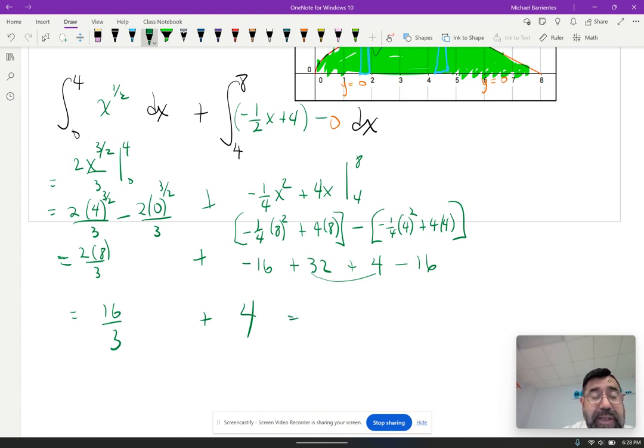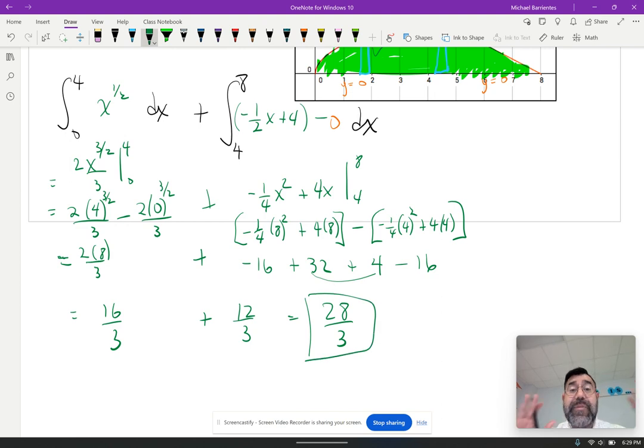And then when I put these two together, I can say this is 28 thirds. Why? Because 4 is the same thing as 12 thirds. And then now that I have a common denominator, I can put them together. And there's my answer. I'm doing this quickly and I'm doing this by hand, right?